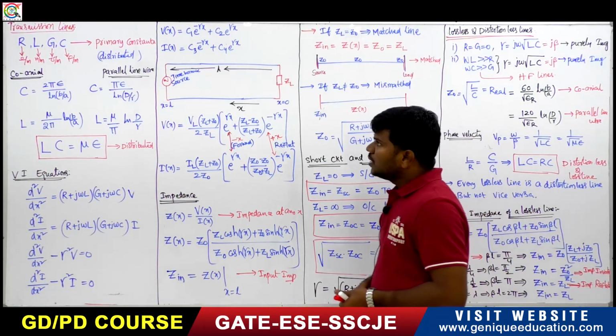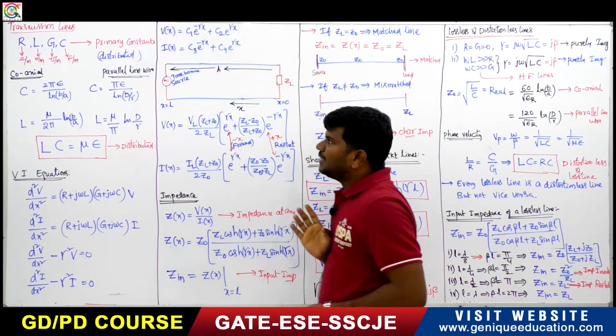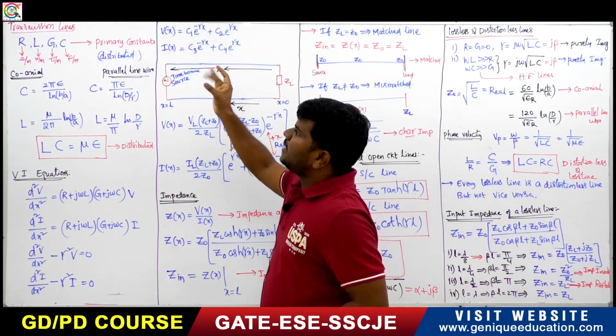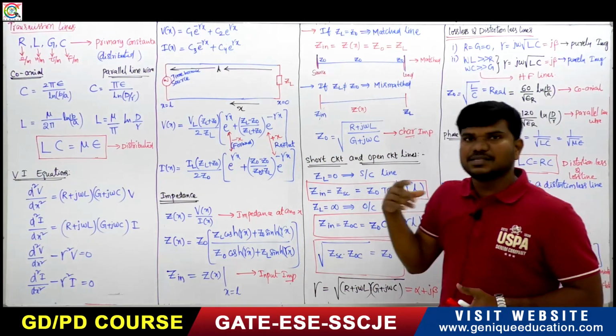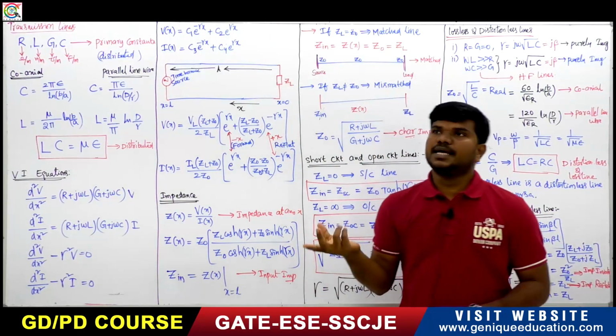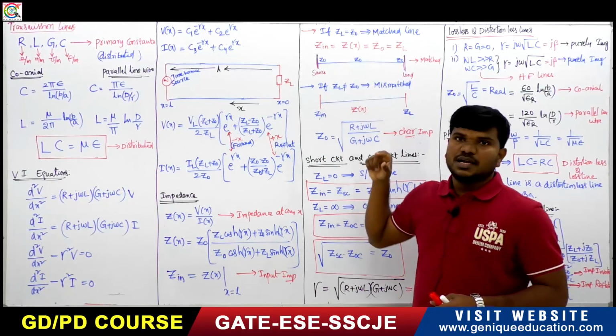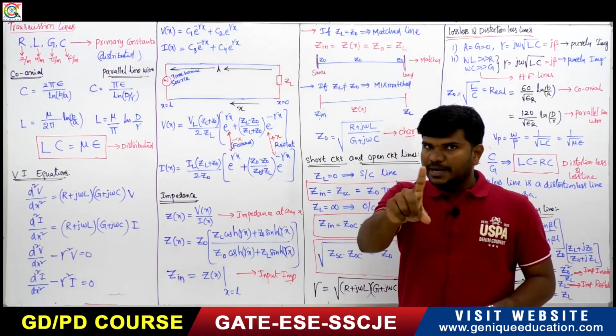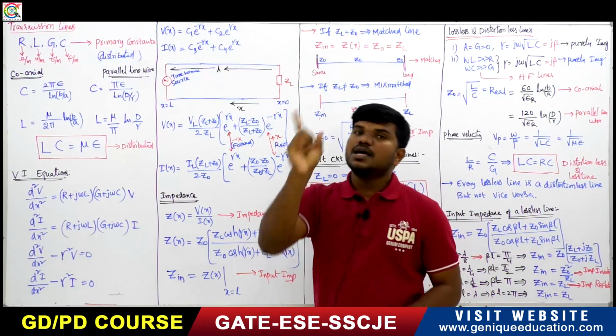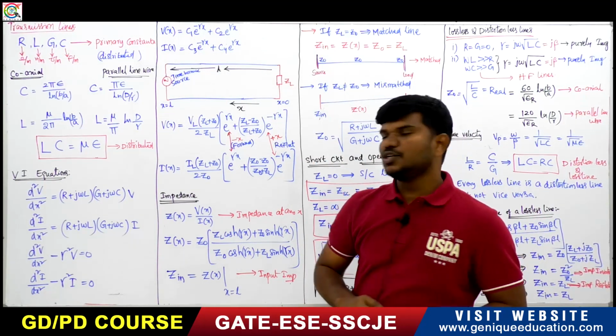One thing you should remember: these RLGCs, whether lumped resistance, capacitance, inductors, or distributed resistance, inductance, capacitance, and conductance, are not dependent on the electrical parameters, but they will be dependent on the physical parameters. This is the thing you should understand.